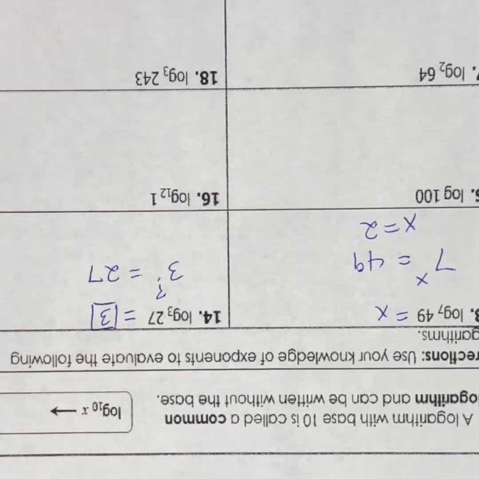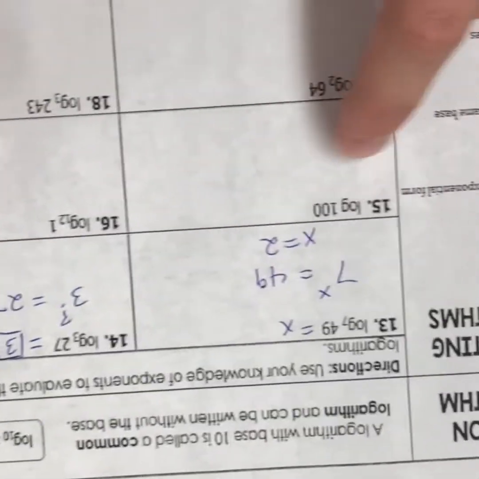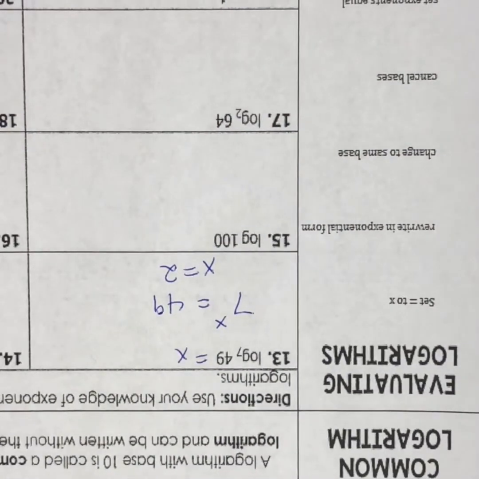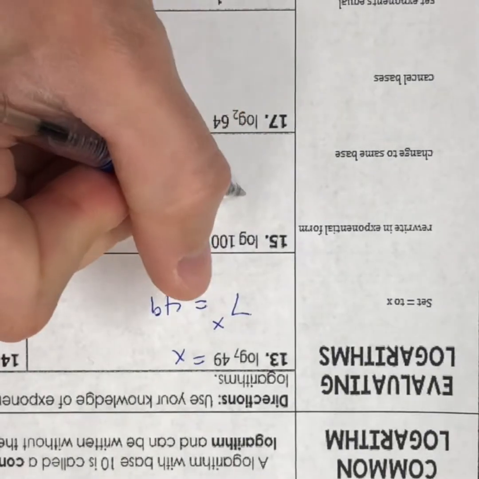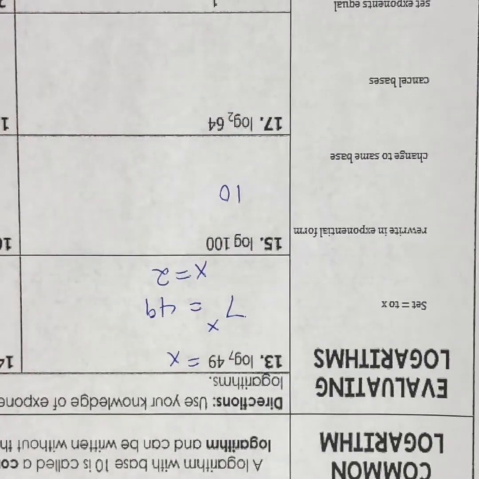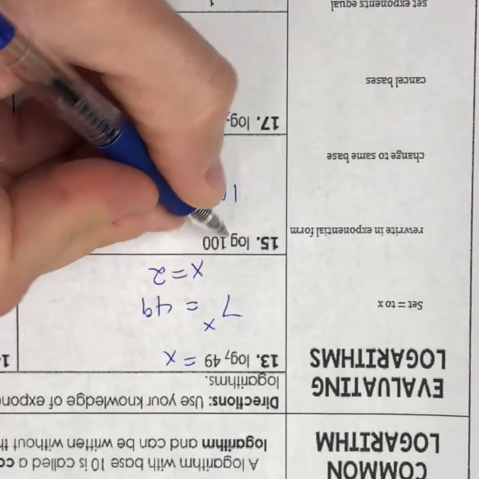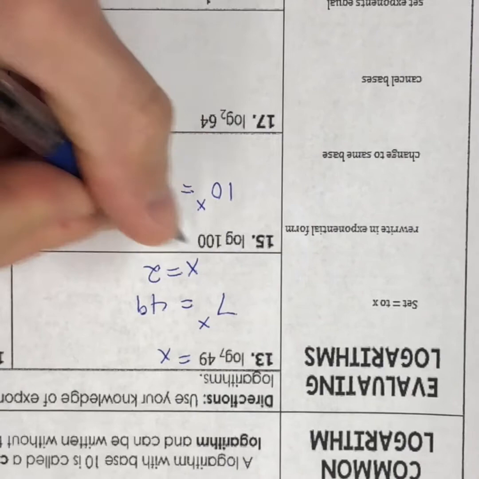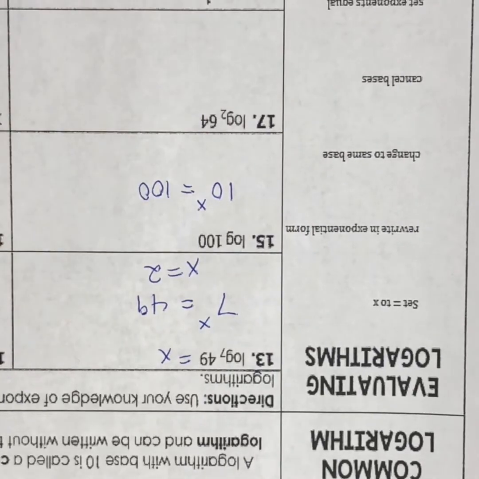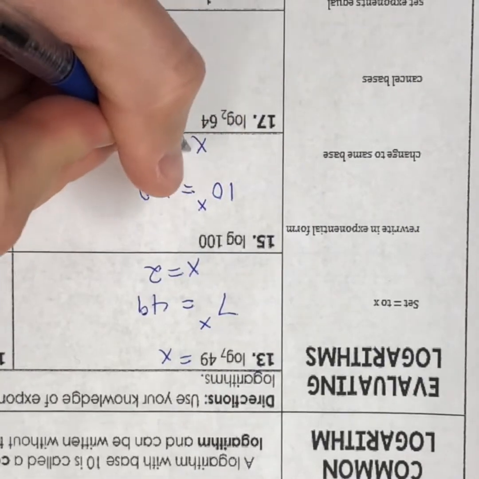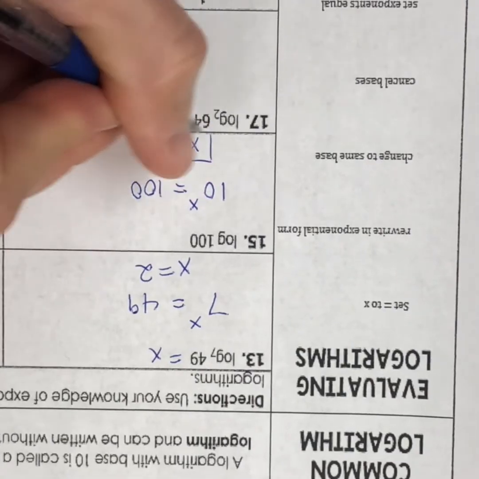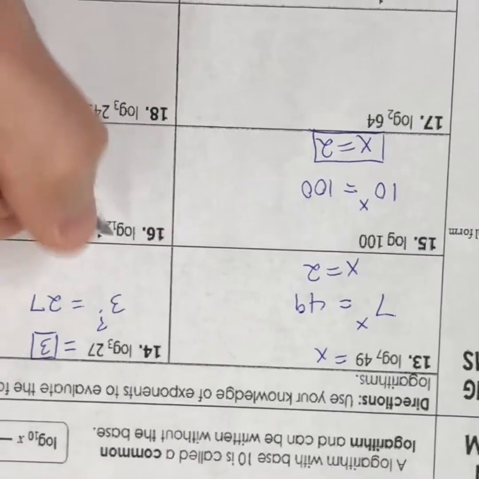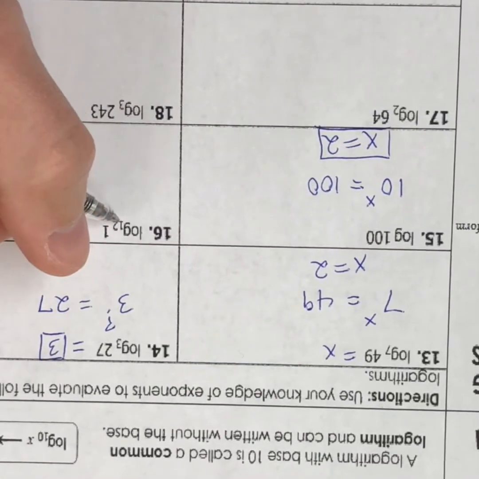All right, when you don't see a base next to the log, we assume that it's 10. So that's log base 10. Not sure if Sal Khan mentioned that in the video, but just know when you don't see anything, it's a 10. So 10 raised to what power equals 100? Okay, we know 10 squared equals 100.